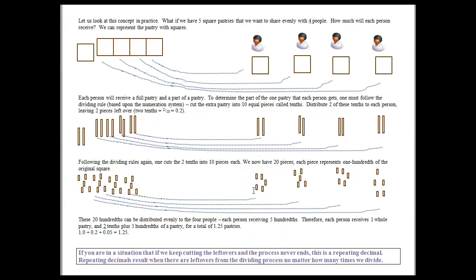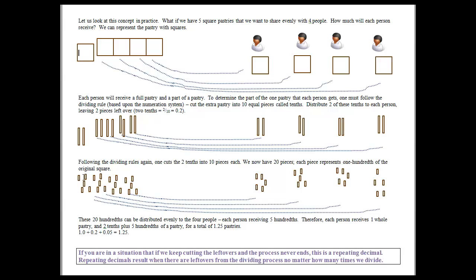Following the dividing rules again, we're going to cut the 2/10 into 10 pieces each. So now we have 20 pieces. So each piece represents 1/100th of the original square. So you can tell it's getting smaller and smaller and smaller every time we divide.